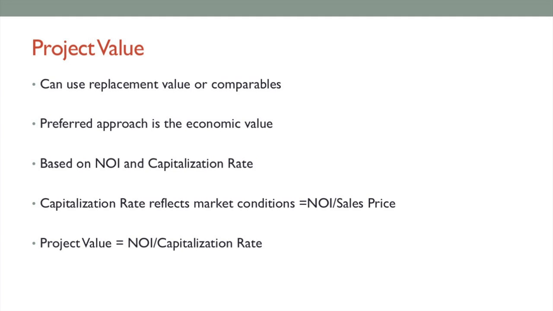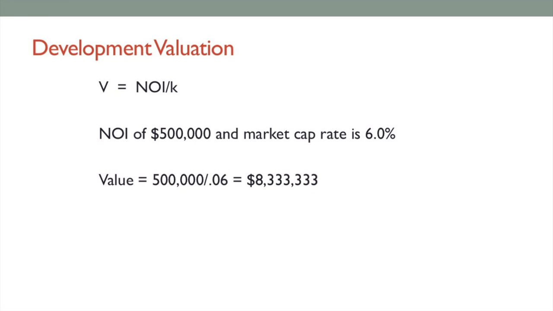So if we want to know the project value, it's the NOI divided by the cap rate. So for example, I have a building that generates an income of $500,000 in NOI, and the market cap rate is 6%. Knowing nothing else about the building, all I need to know is these two things, I would assign a value of $8,333,333. So that would be my valuation of the project.